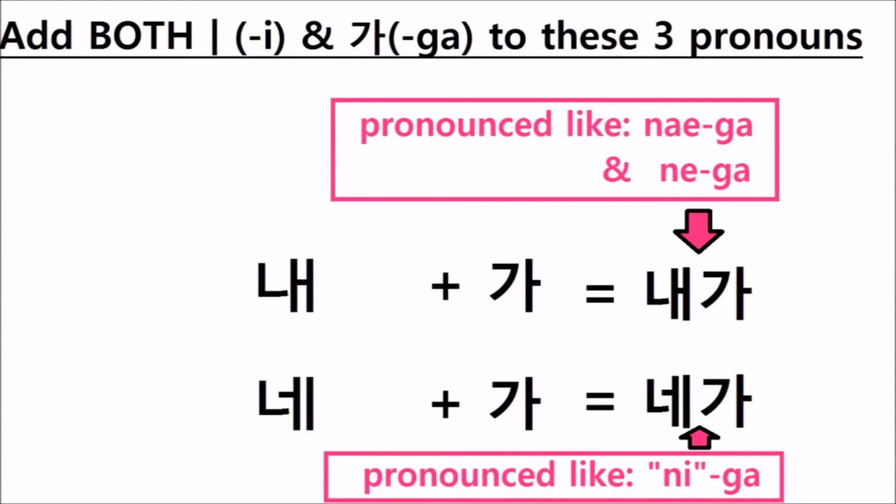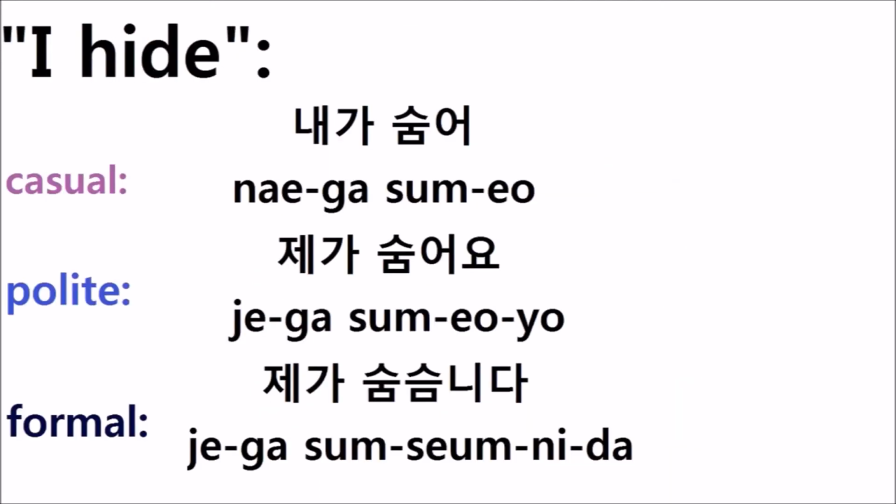This is the word that makes English speakers a little uncomfortable. But we all know what we mean. So let's do our example with the e/ga subject marker. The casual form of I hide is 내가 숨어, and the polite form of I hide is 제가 숨어요, and the formal form 제가 숨습니다.